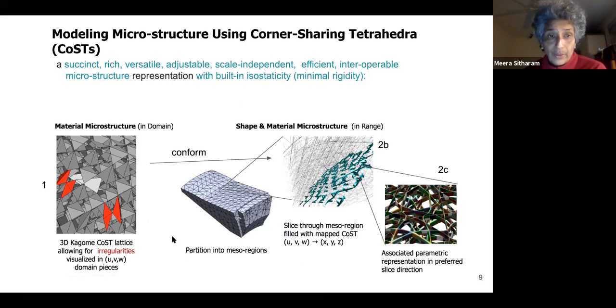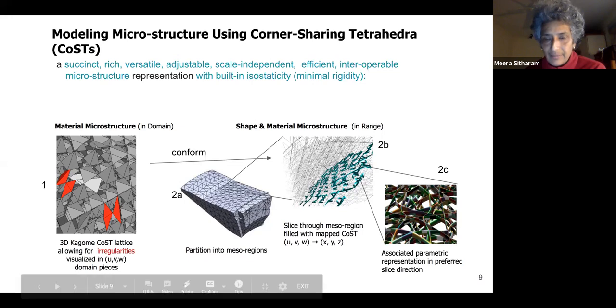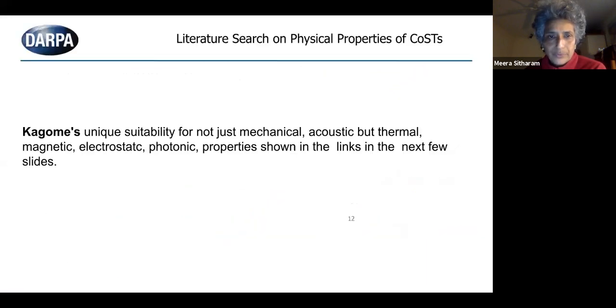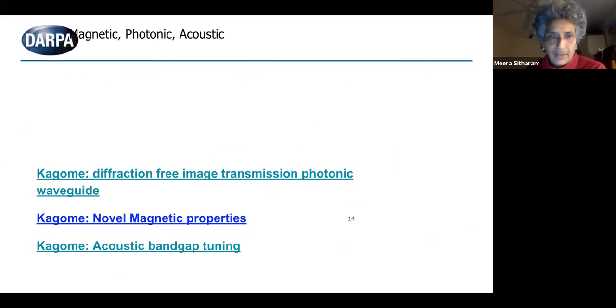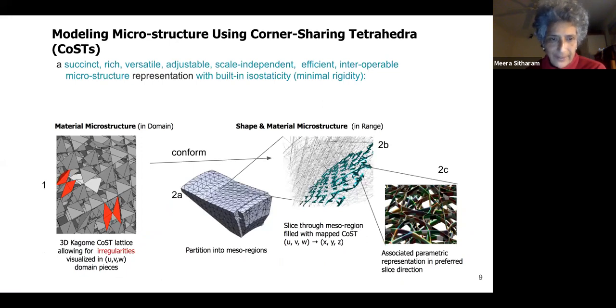Okay, so we chose corner-sharing tetrahedra as the underlying vocabulary, and oops, my goodness, I wonder why I lose control when I get into this present mode.